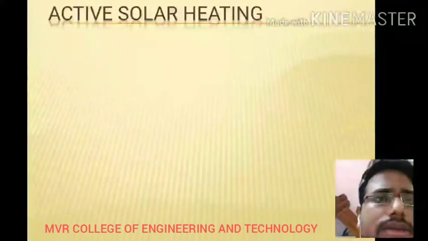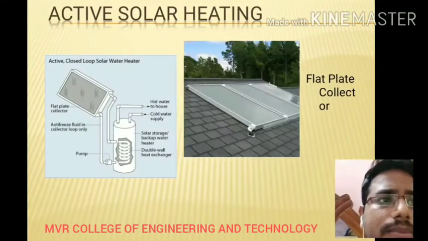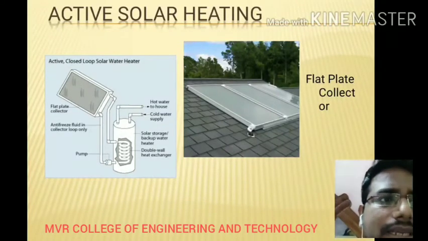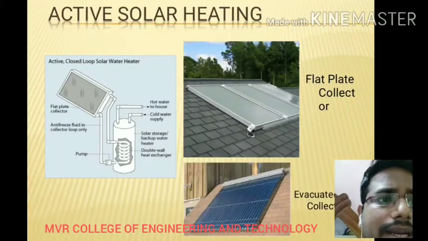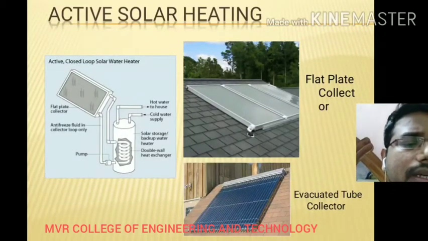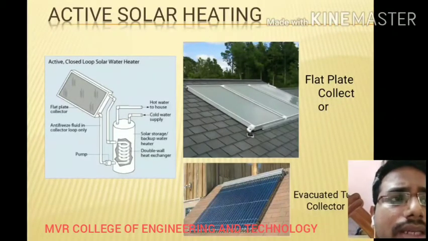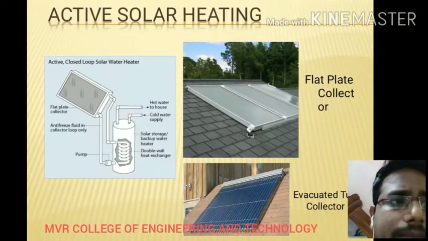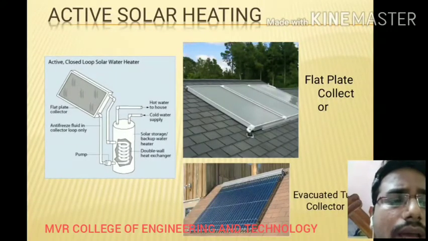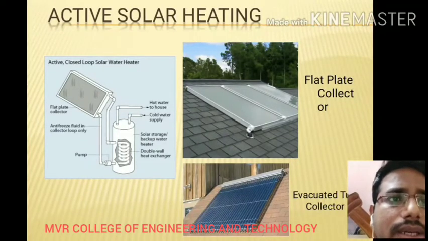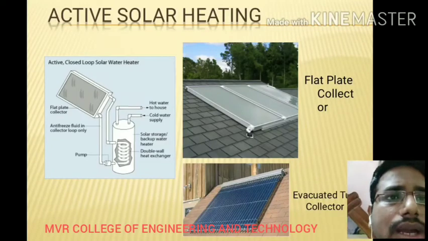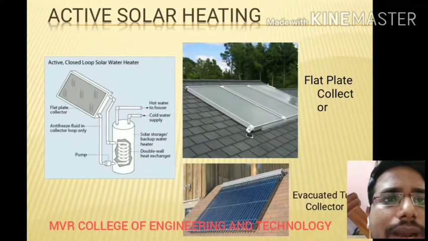And what about active solar heating? You can see the pictures of active solar heating. There will be a flat plate collector here, and you can see the evacuated tube collector also. By using this flat plate collector you can charge your solar panel. Inside the solar panel there will be a photovoltaic cell. This photovoltaic cell will be charged. So by using this solar heating, you can see this flat plate collector here.